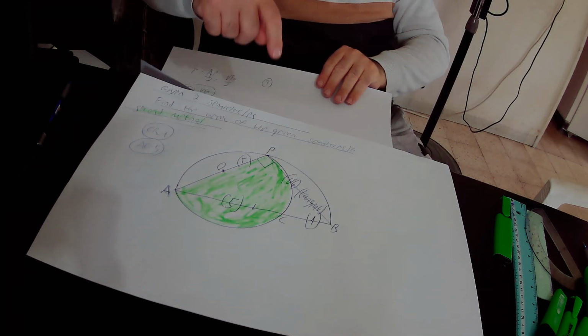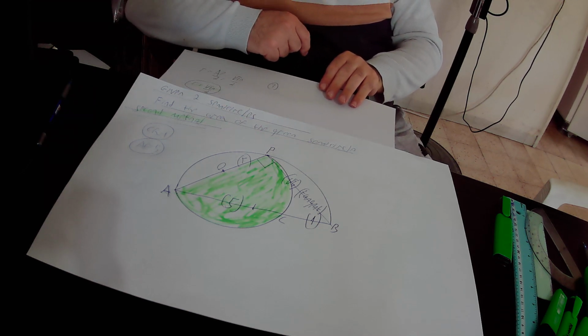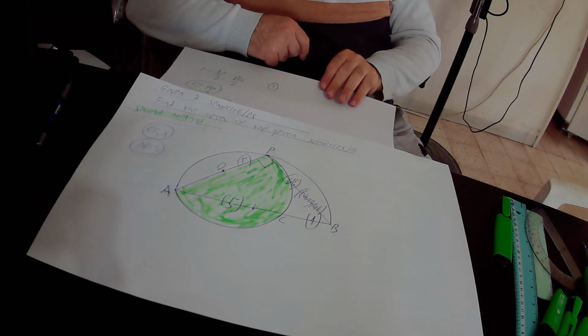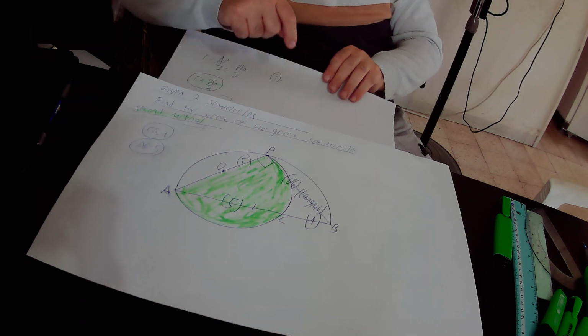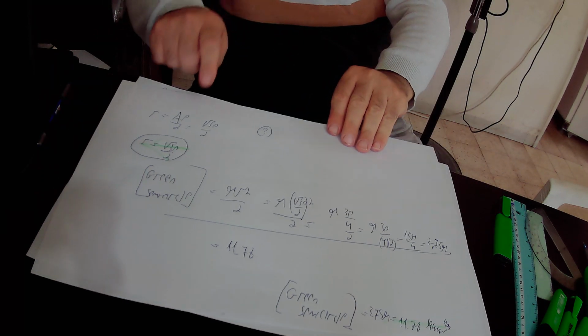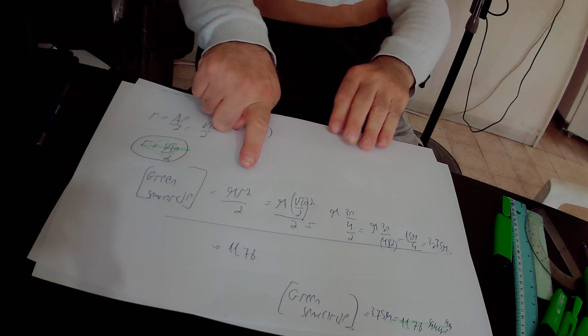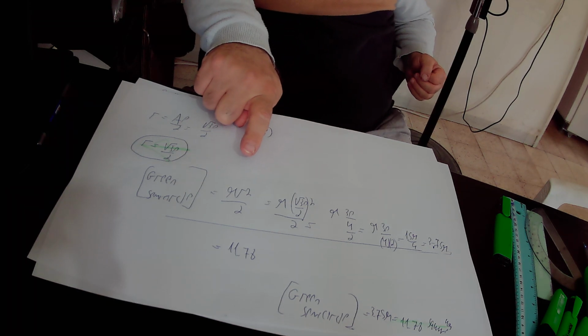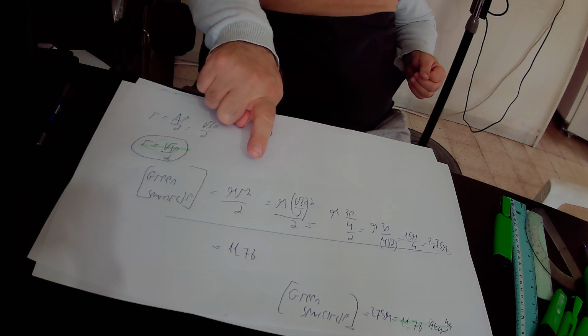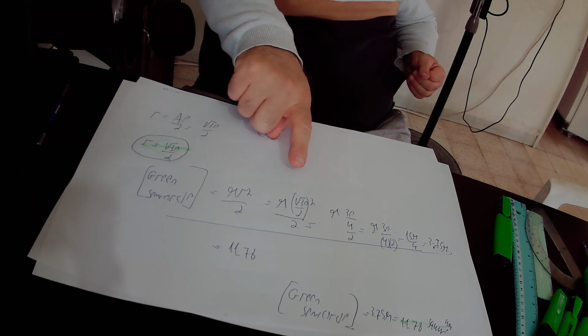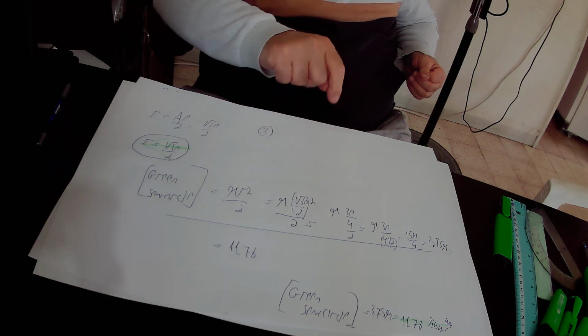And the area of this green semicircle equals pi r square over 2. With r equal to the square root of 30 over 2, r square is the square root of 30 over 2 squared, divided by 2.